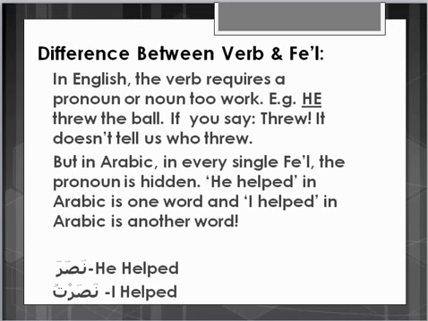Well, in English, the verb requires a pronoun or noun to work, like he threw the ball, or he is throwing the ball. You have to mention who is doing the work, either by the pronoun or by the name. If you say threw, who did it? It does not tell us who did the work. However, in Arabic, in every single fe'l, the pronoun is hidden. Like he helped is actually one word in Arabic. And similarly for the present tense, it is one word, and I helped in Arabic is another word.